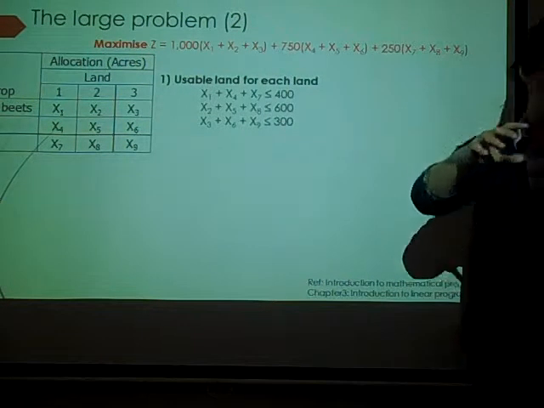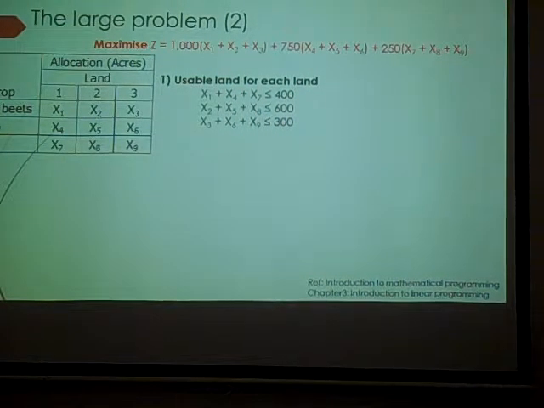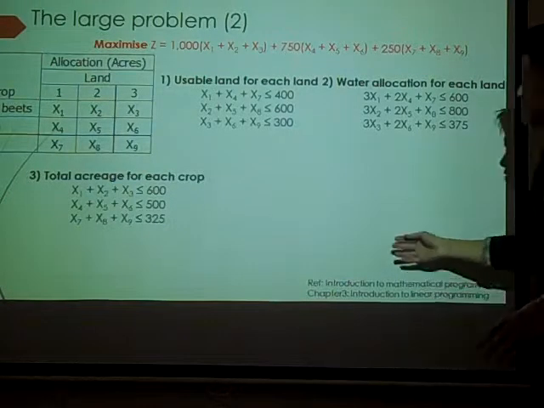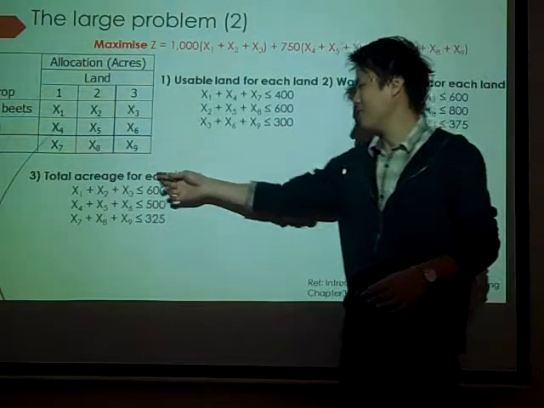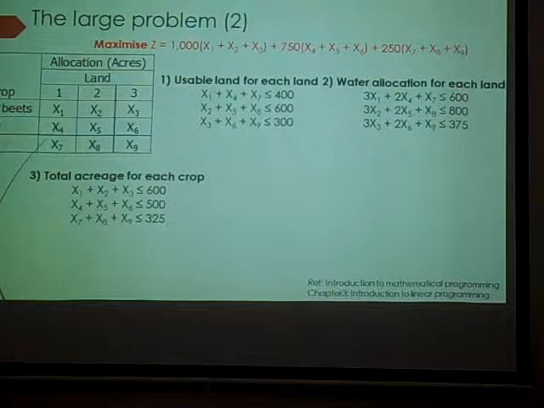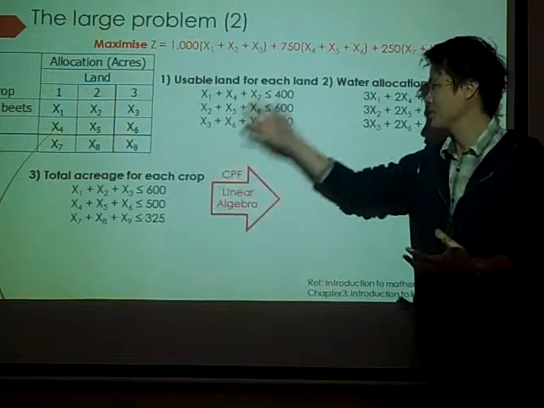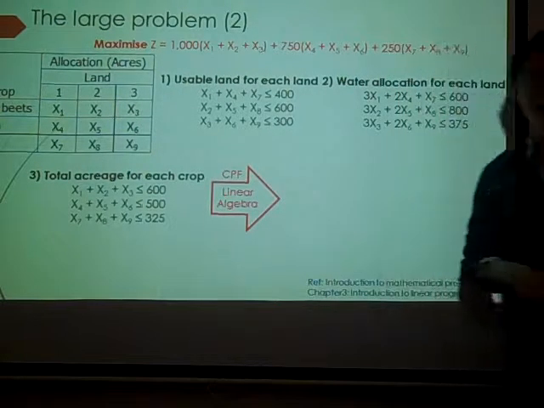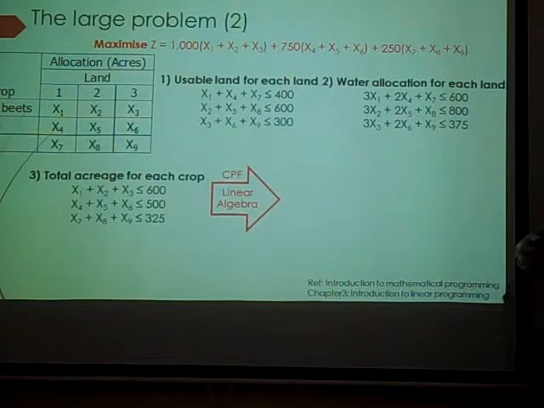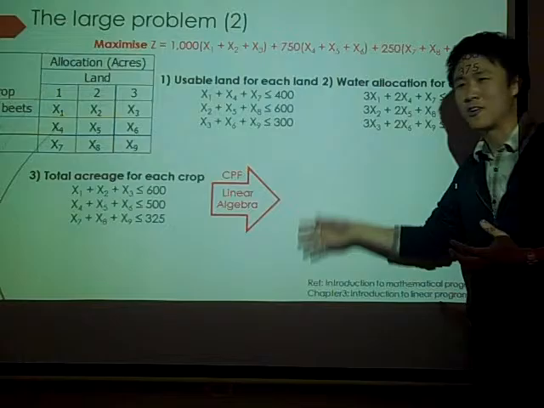We can convert the problem, the conditions, to equations. First is the usable land for each land. The second one is the water allocation for each land. The third one is the total acreage for each crop. These equations come from the conditions from the previous page. And we use linear algebra, the mathematical method, to solve this problem and find the corner point, the CPF. I think somebody who is not in this field may not understand how to solve it, but you can learn how to use it. In the future, when you have a problem, you can think about this and ask somebody to solve it.